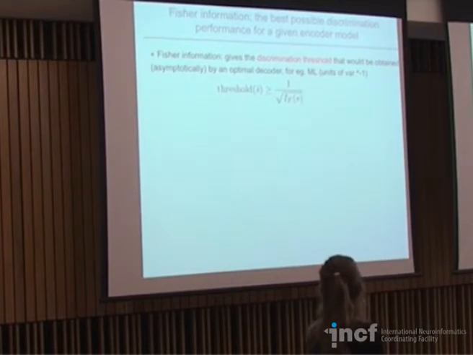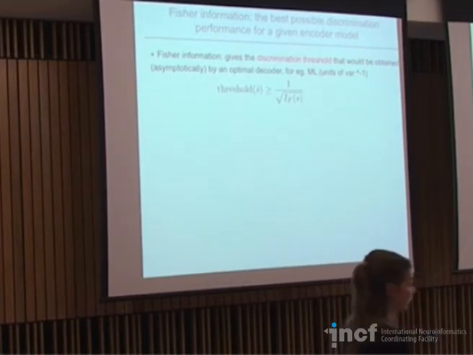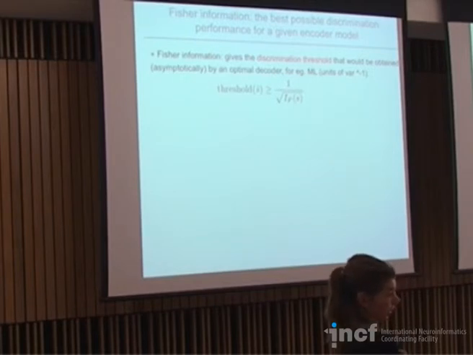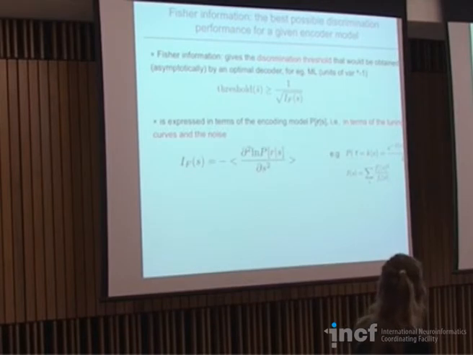So this is a slide on Fisher information then. It's a very important quantity for doing this kind of exercise. So Fisher information again gives you the minimal, if you want, discrimination threshold that can be obtained if you have an optimal decoder. Fisher information is expressed in terms of the encoding model, P of R given S. It's related to the peakiness of the likelihood.